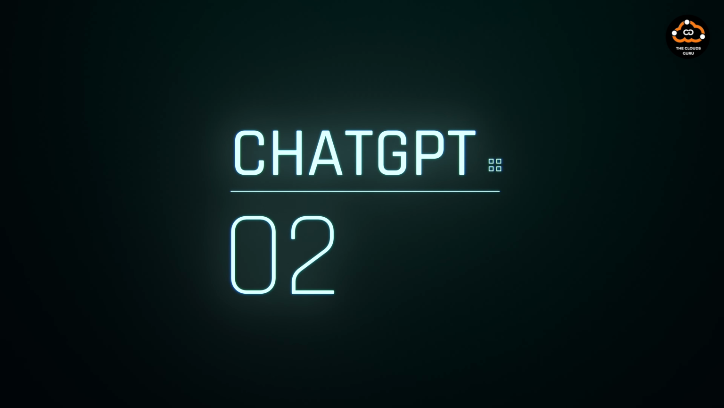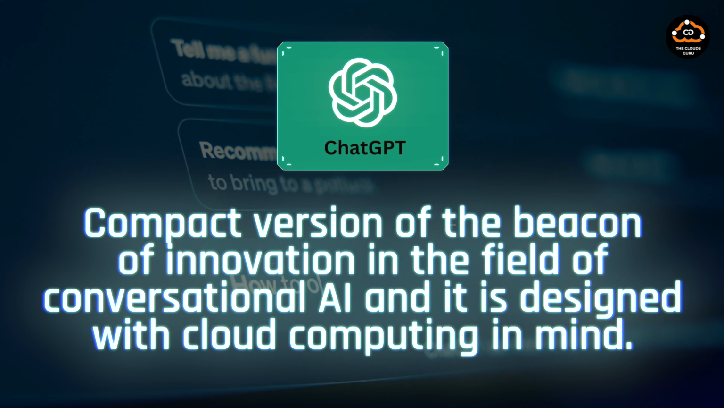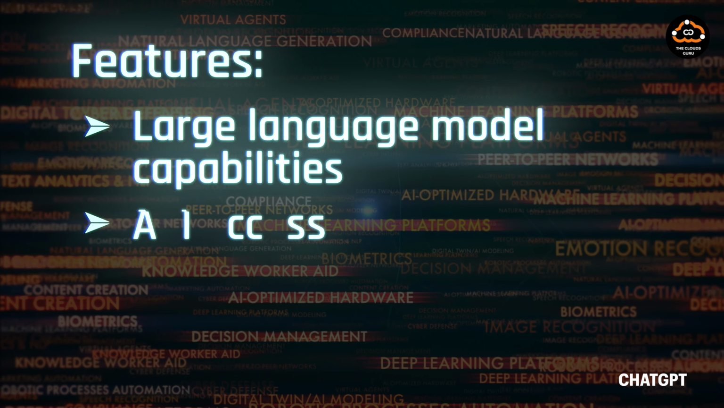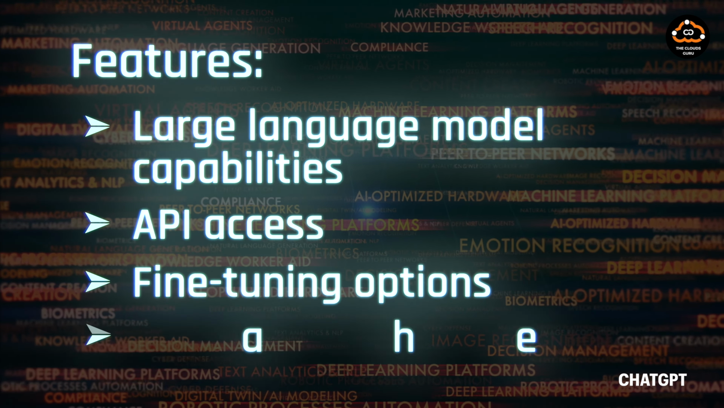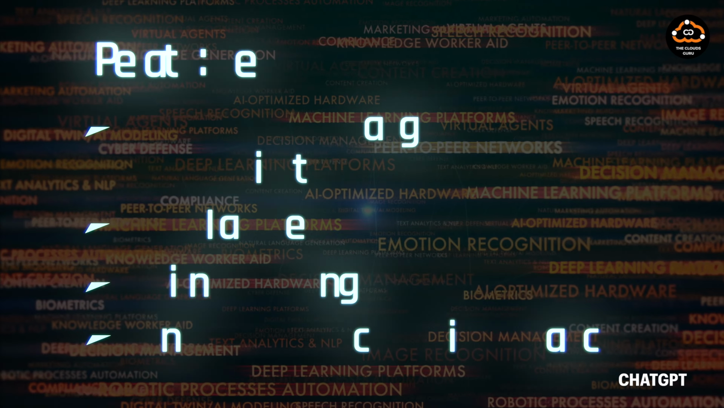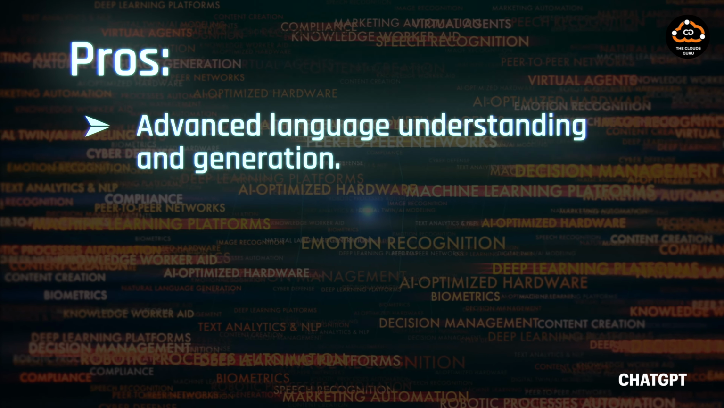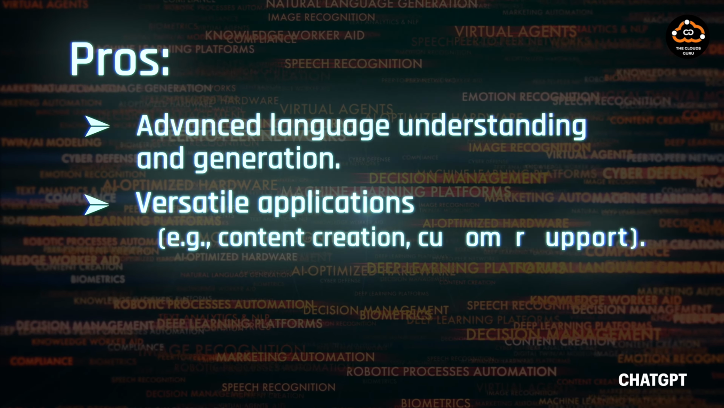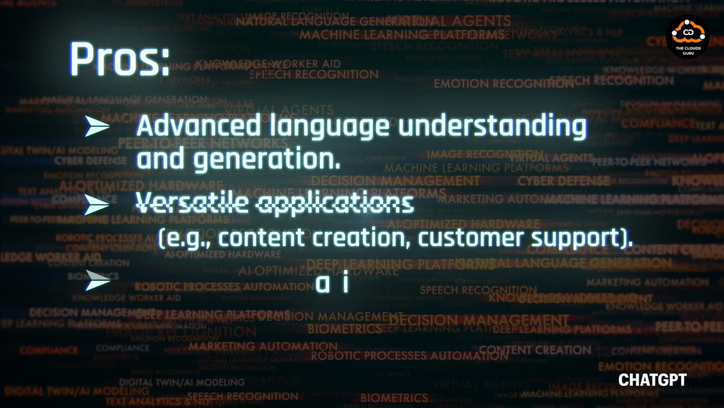Top 2. ChatGPT. Developer, OpenAI. ChatGPT was created to be a compact version of the beacon of innovation in the field of conversational AI, and it is designed with cloud computing in mind. Features: large language model capabilities, API access, fine-tuning options, interactive chat interfaces. Pros: advanced language understanding and generation, versatile applications, for example, content creation, customer support.